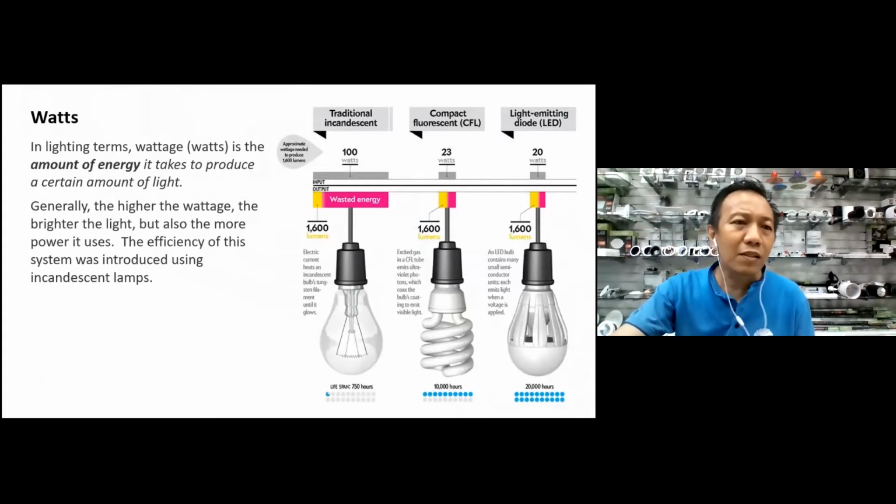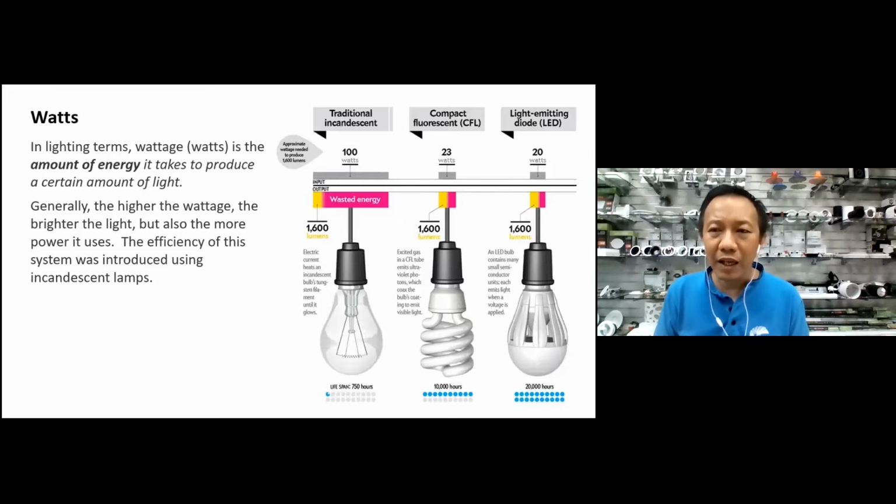So watts, in lighting terms, so wattage, is the amount of energy it takes to produce a certain amount of light. Generally, the higher the wattage, the brighter the light. But also, the more power it uses. Itong system na to, ito yung system na nakagisnan natin sa incandescent lamp. Nabanggit ko kanina, light is a thermal energy.